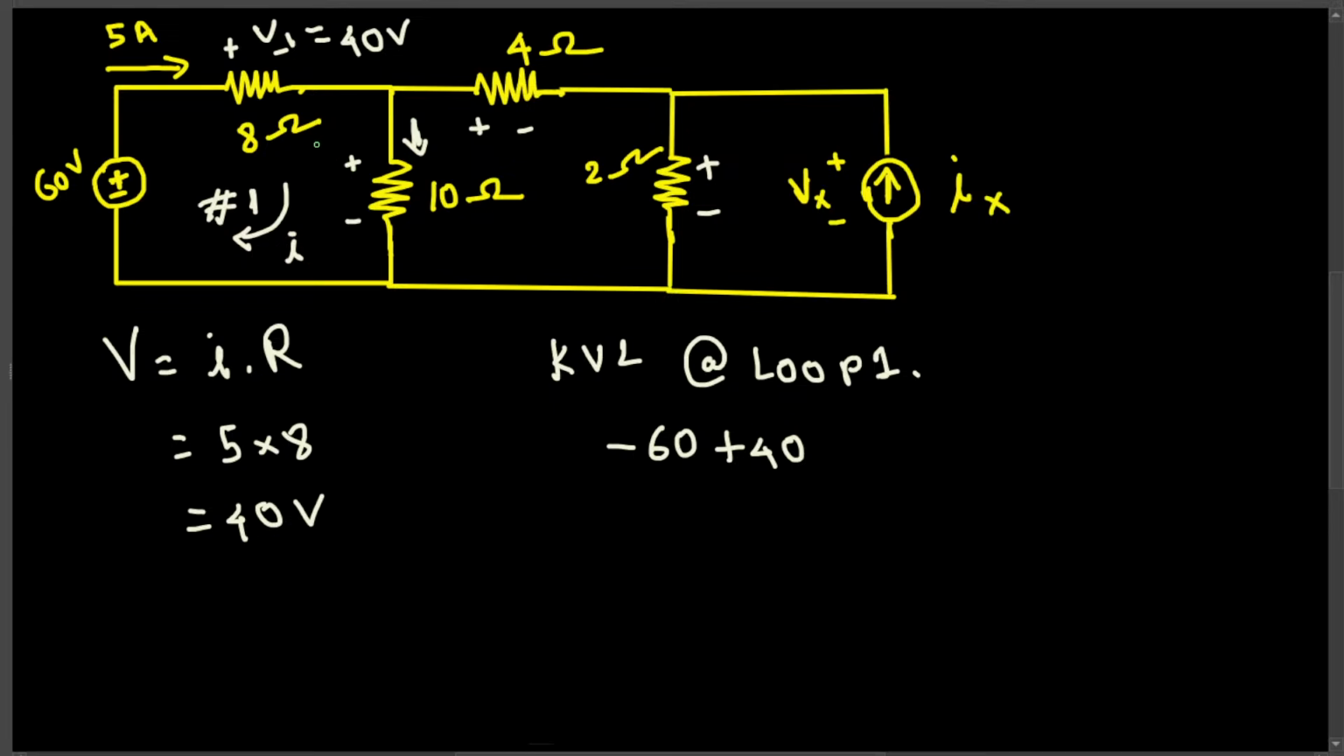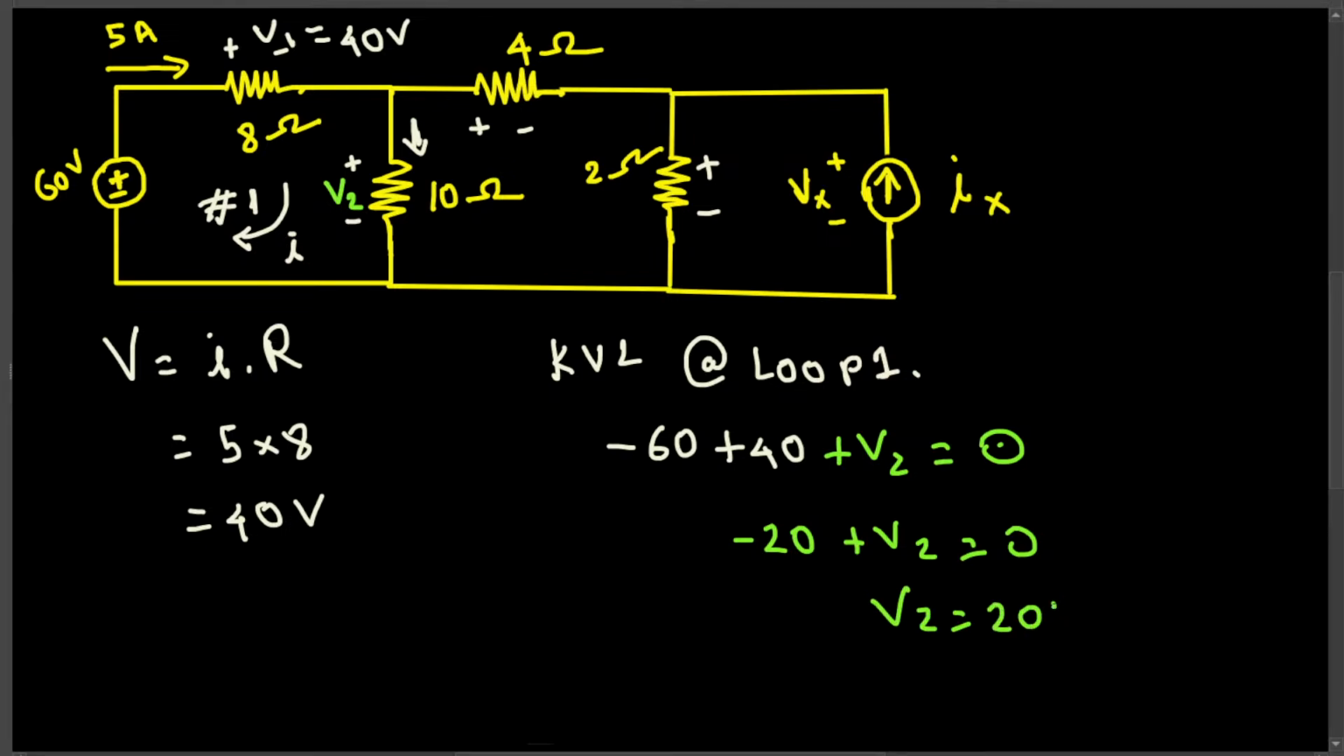And this one also, if we go through this current direction, goes from plus to minus, so this is also positive. Let's call this voltage V2. This is V2, that's what we are trying to find. That's equal to 0. So minus 60 plus 40 is minus 20, plus V2 equals 0. Therefore V2 is equal to 20 volts. So we found out the V2 voltage.